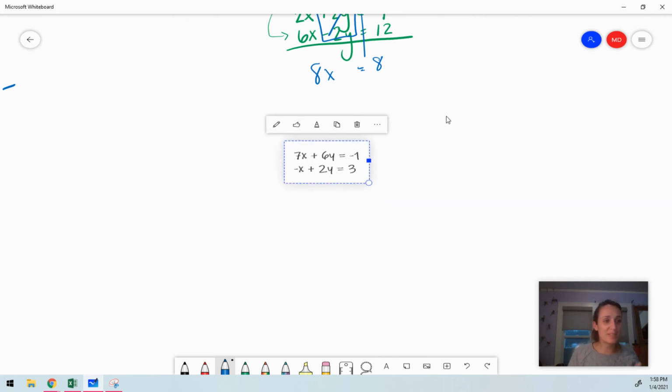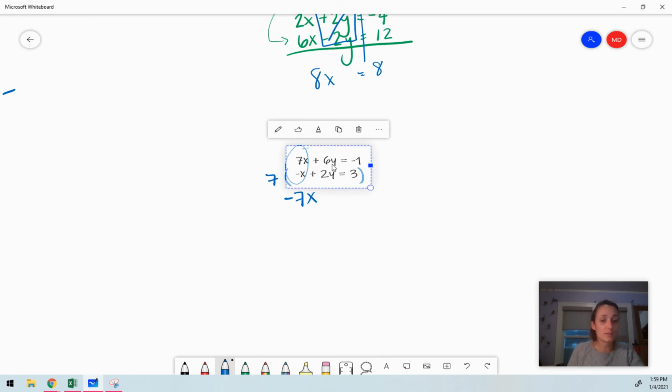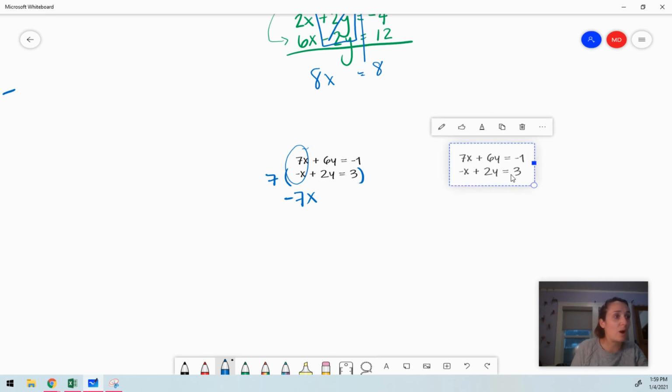Another really cool thing about this is that as long as you're eliminating one of the variables, it doesn't matter which one you choose. So I can look at this and decide, oh, I want to eliminate my x's by multiplying this by 7, because that will give me a negative 7x. Or I can take this and say, I actually want to eliminate my y's. If I take the bottom equation and multiply it by a negative 3, that will leave me with a negative 6y, which is the opposite of positive 6y.